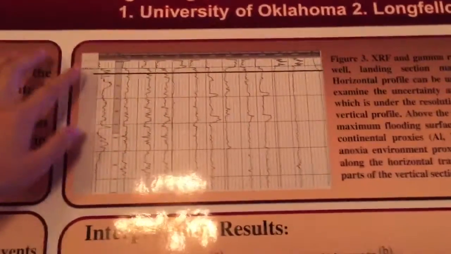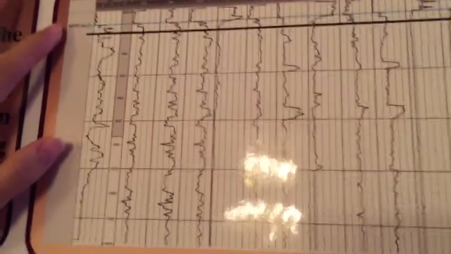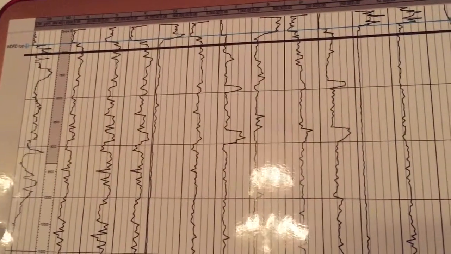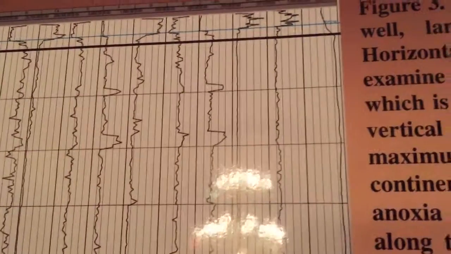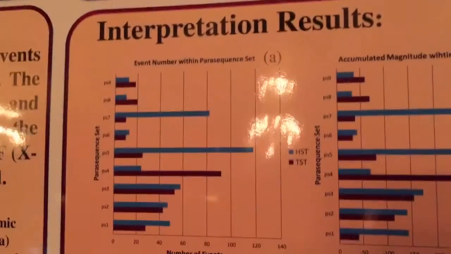As we can see, the landing zone is marked by the black line, and we can identify much more detail in the vertical part from the XRF profile. And I will come back and forth with this profile while I introduce the microseismic.